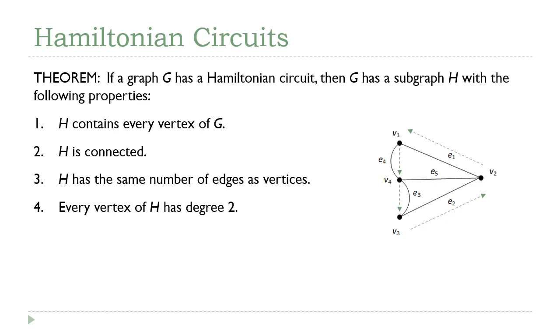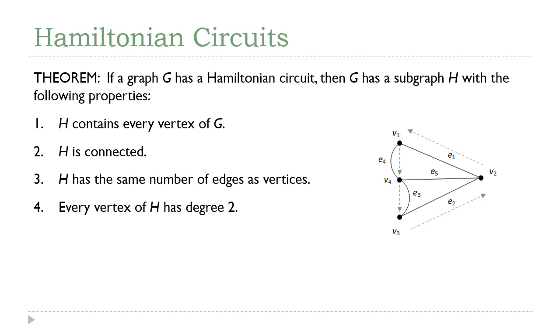So we do, however, have this theorem here. And I want to be really specific about what this says and what it doesn't say. This does not give us a tool for determining when a graph has a Hamiltonian circuit. The theorem starts out, if a graph has a Hamiltonian circuit, in other words, if we already know that such a circuit exists, then the graph has these properties. It has a subgraph that first contains every vertex of the original, is connected, has the same number of edges as vertices, and every vertex of the subgraph has degree 2.